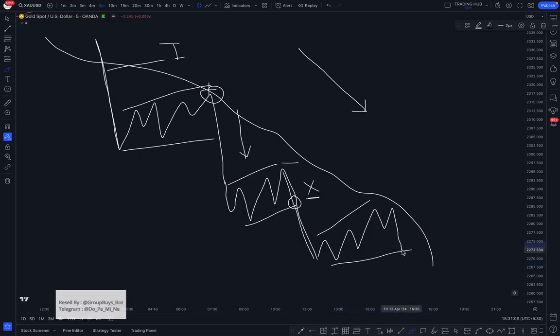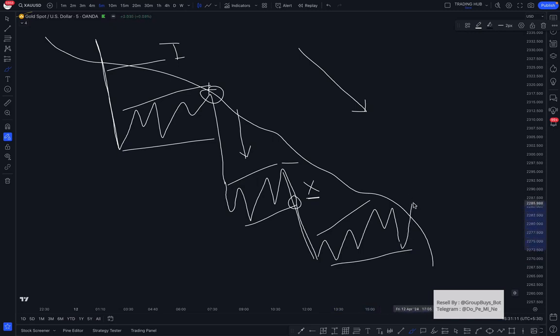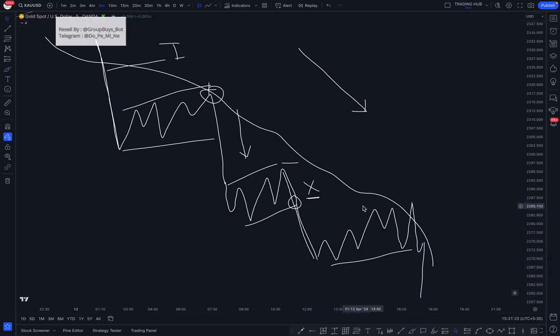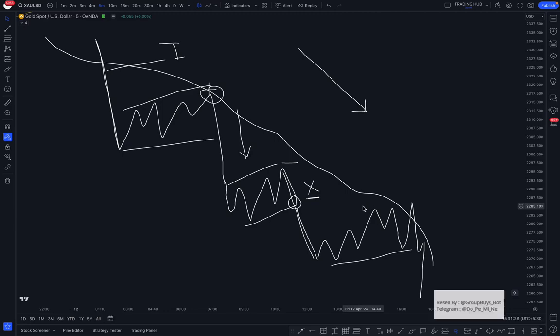We can sell if the market reacts from this point and then creates any bearish indication. Then we can expect a downside move right here. So this is the process to apply an exponential moving average on a chart pattern, and then you can trade. I hope you understand what I'm trying to explain here. I will show you some examples on a live chart, then you can understand very easily.